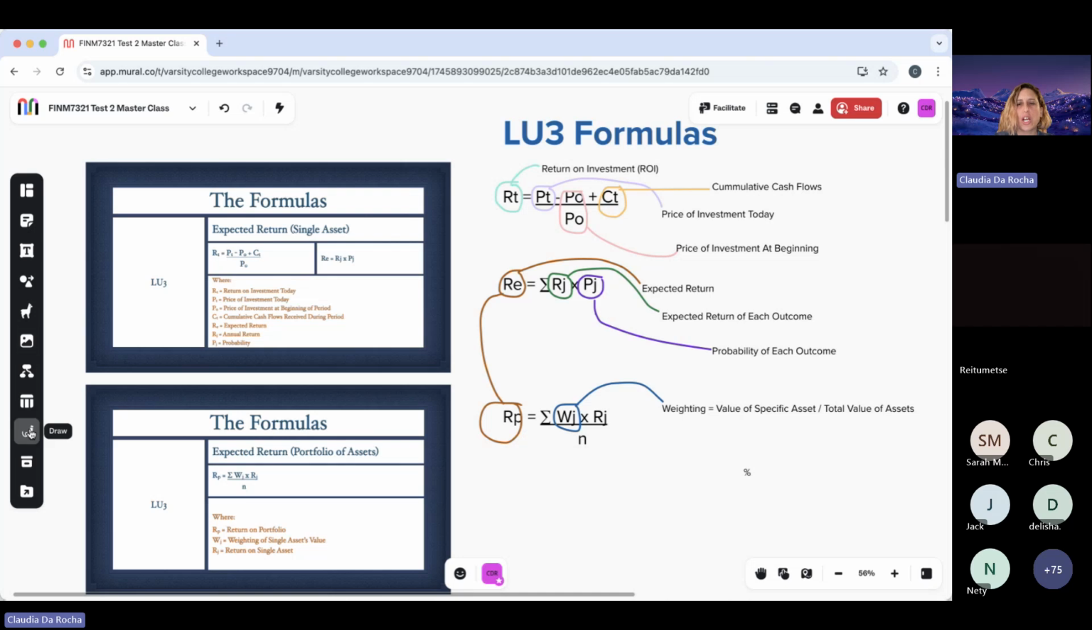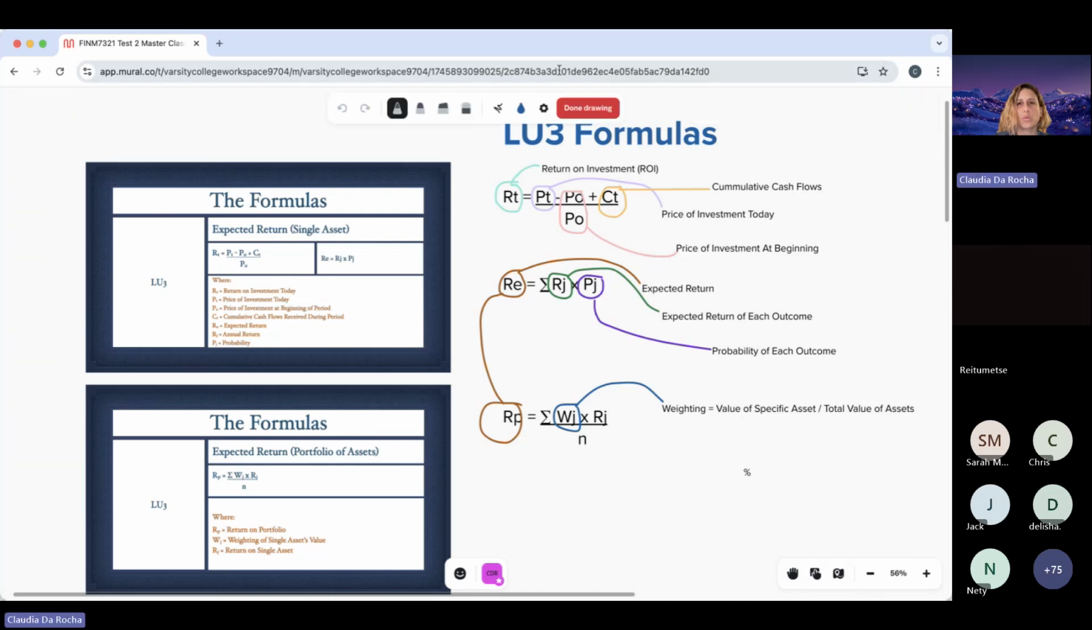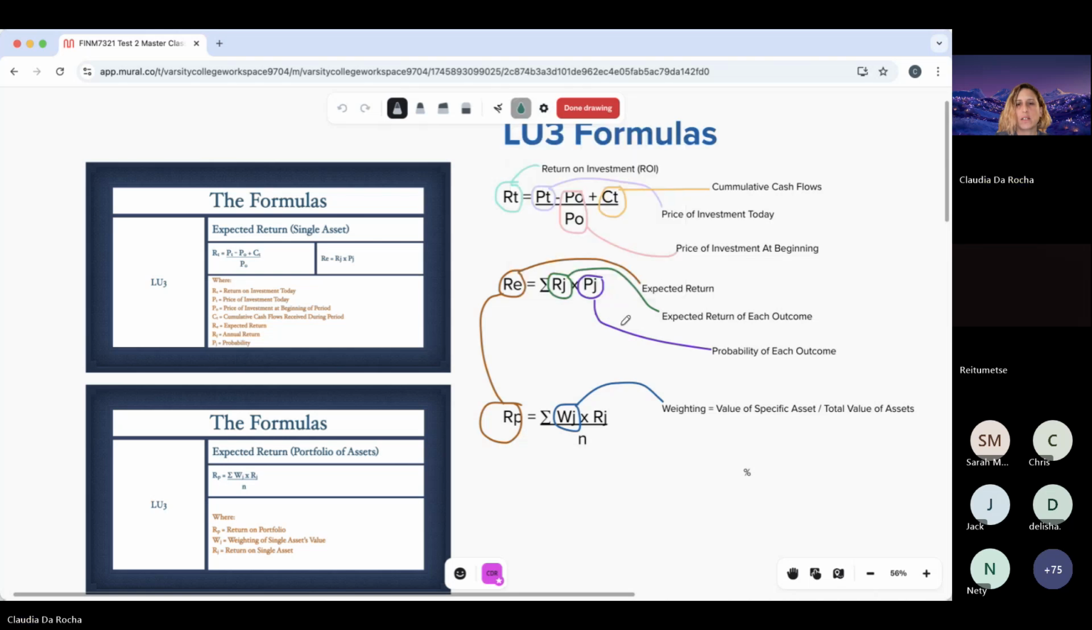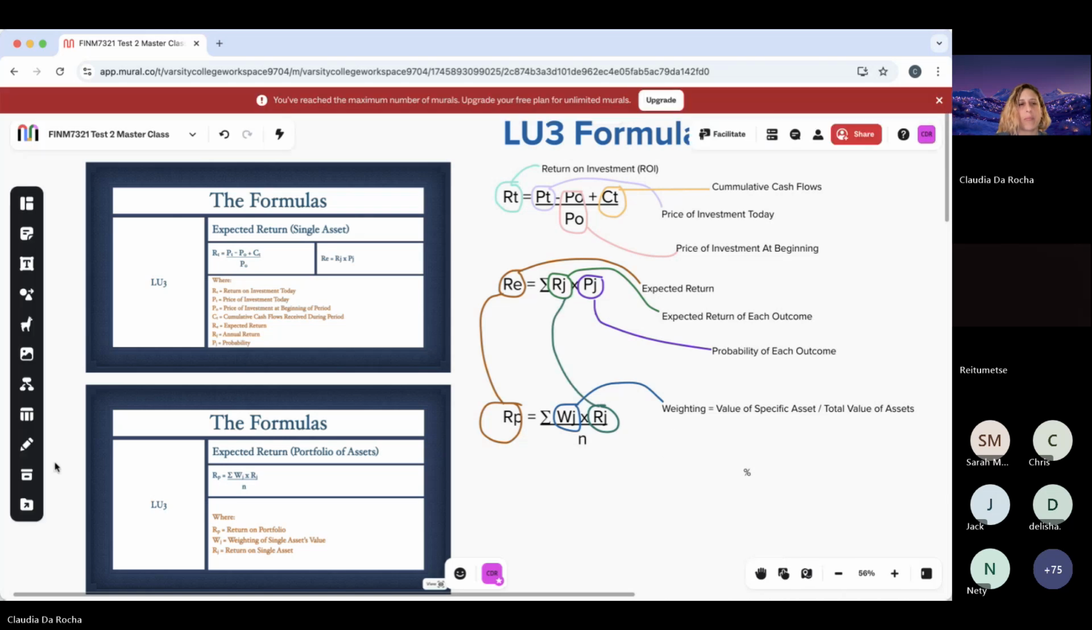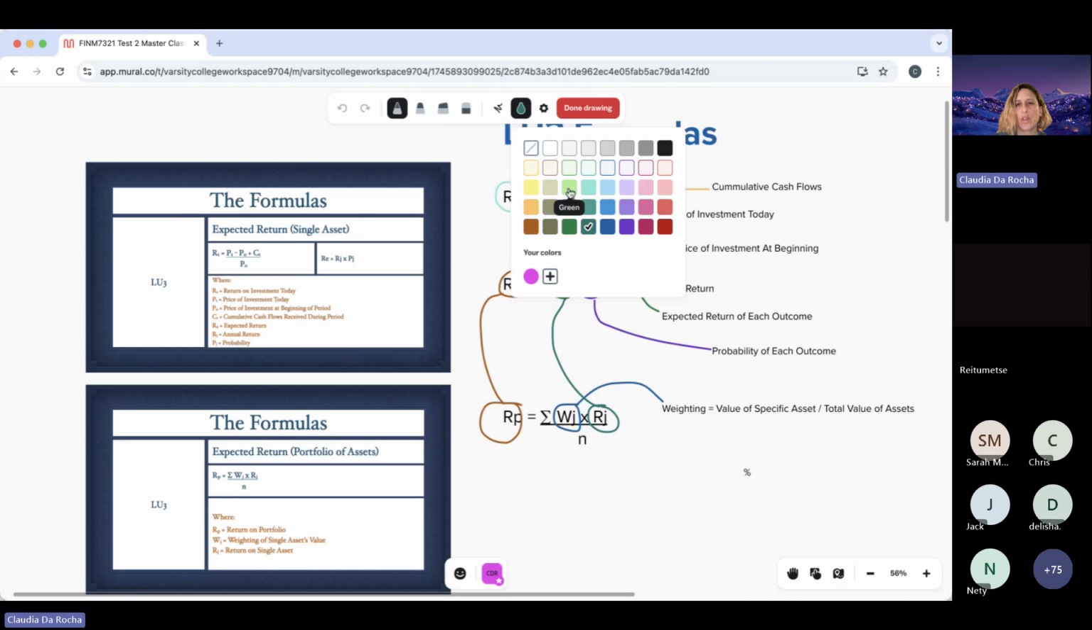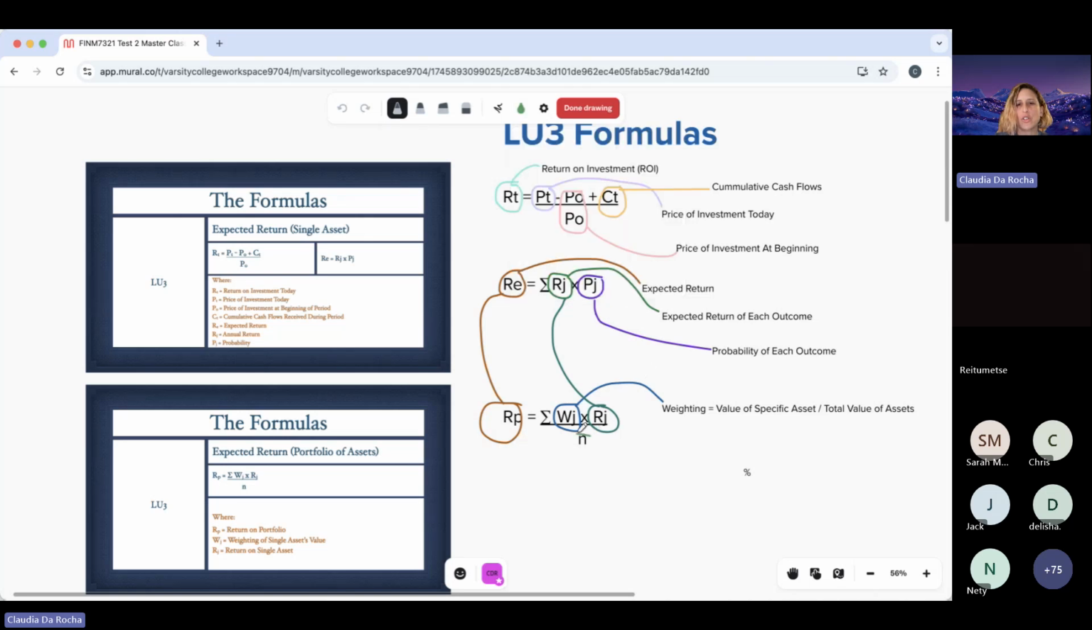Okay, then your RJ is your expected return. So it would be the same as what we had previously. Okay, those are the same. And then we have your N, which we should know because that's something that comes up all the time since Learning Unit 2. It is your number of periods.